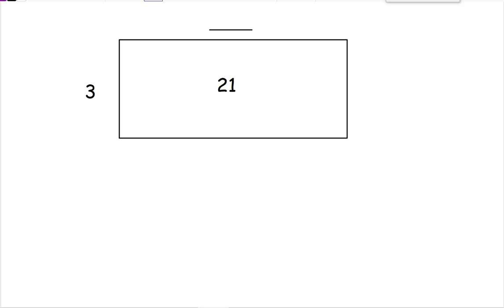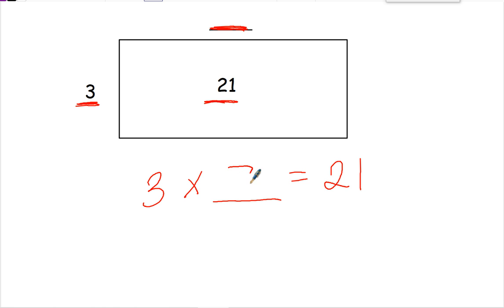All right, on this array, I know how many squares would be in the middle, but I don't know how many squares I have in each row. I know how many rows I have, but not how many squares are in the row. So I know that 3 times something equals 21. Well, I know that 3 times 7 equals 21. So that means that there have to be 7 squares in each row.